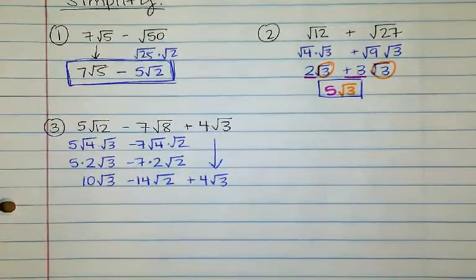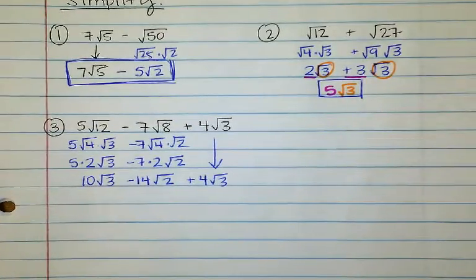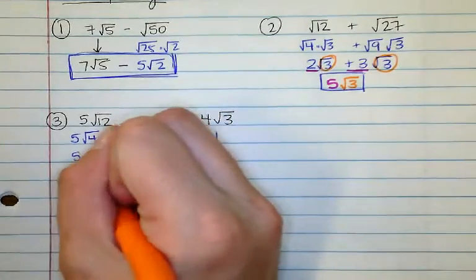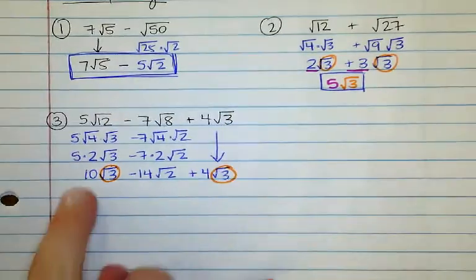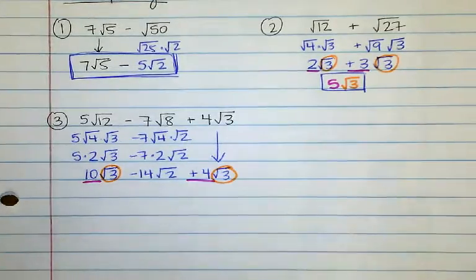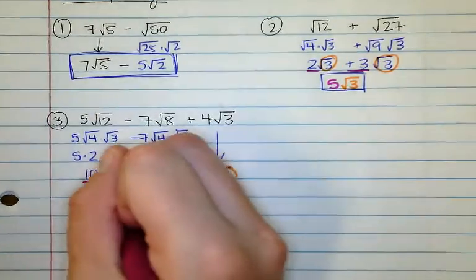Now we want to find our like radicands. So we have a radical 3 and a radical 3. So we are going to add our 10 and our 4 together to get 14 radical 3.